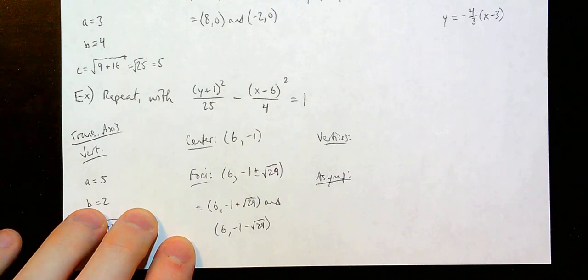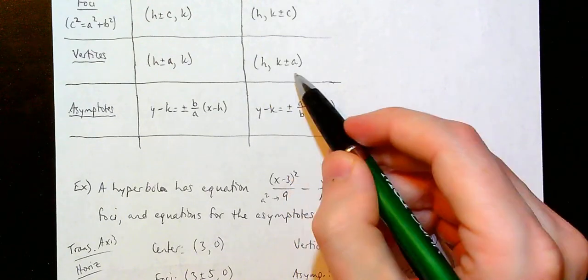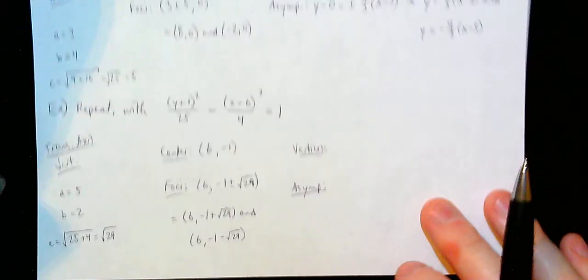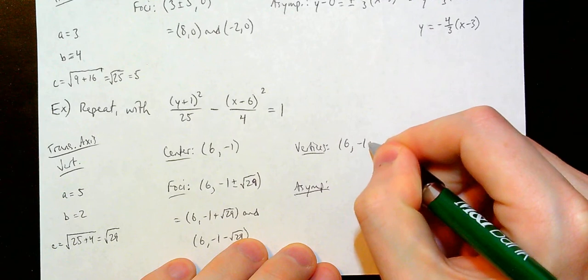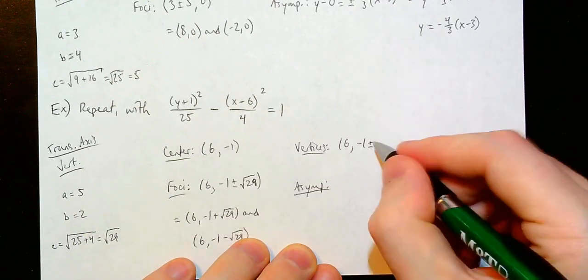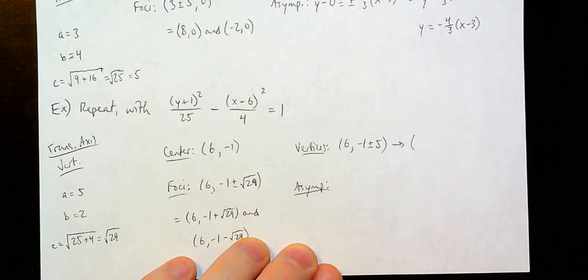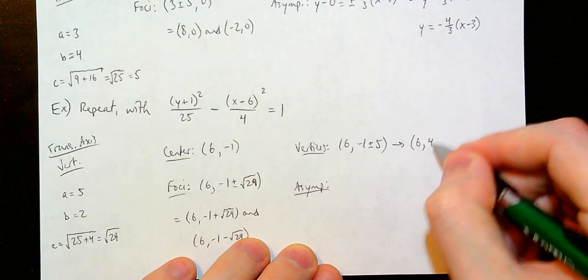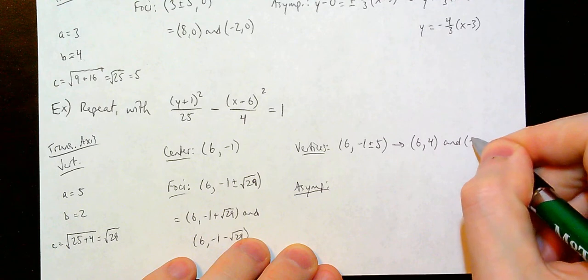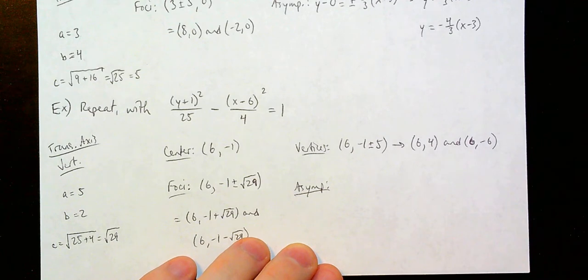All right, the vertices take on the form h comma k plus or minus a. So 6 comma negative 1 plus or minus my a value of 5. And this one's not too bad to write out two separate points for. If I do negative 1 plus 5, that gives me 4. If I do negative 1 minus 5, that gives me negative 6. So 6 comma 4 and 6 comma negative 6.